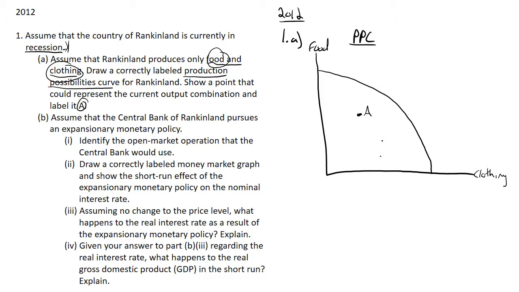Part B says, assume that the Central Bank of Rankin Land pursues expansionary monetary policy, which should make sense because they're trying to get out of a recession. Part 1 says, identify the open market operation that the central bank would use. So we're now on Part B, Section 1, and hopefully you guys can recall that the open market operation that would stimulate economic activity would be buying bonds. When the Fed buys bonds, they put money back into banks. Banks have more money to lend, and the money supply will go up.